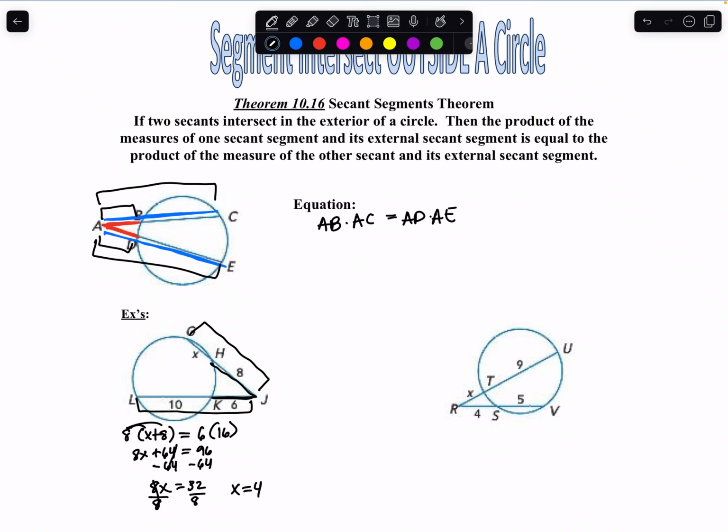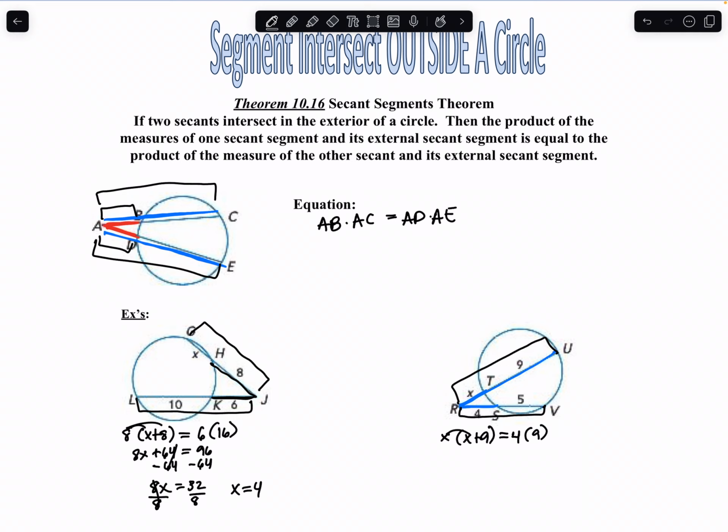And this next one on the right, very similarly, right? Let's label this with some color. The outside length times the full distance. So the outside length is just x. The full distance from R to U is x plus 9. That'll equal the small length, 4, times the full distance. And the full length from here to here is 4 plus 5, which is 9.